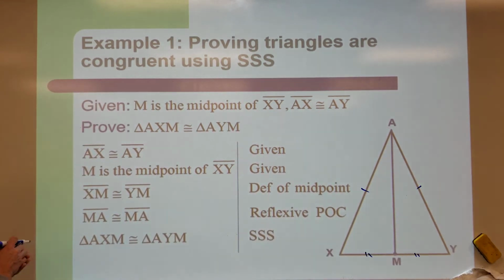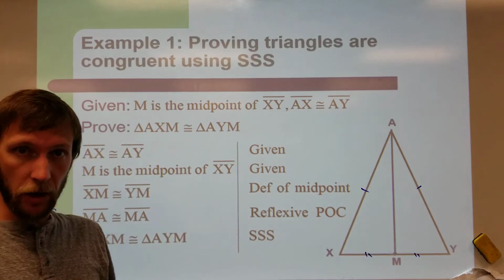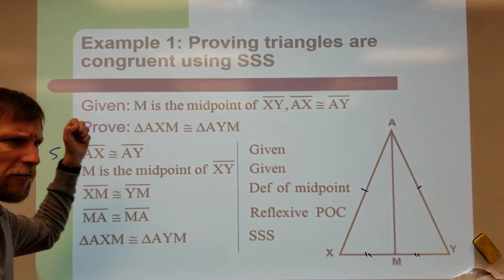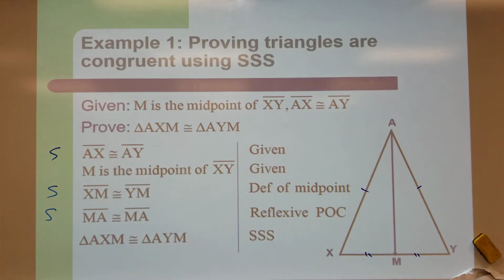We showed that we had three pairs of sides, S, S, and S, so I know that I'm going to use side, side, side. All right? It's always good to kind of keep track. Do I have pairs of sides congruent, pairs of angles congruent, etc.? All right, how'd you do on that?